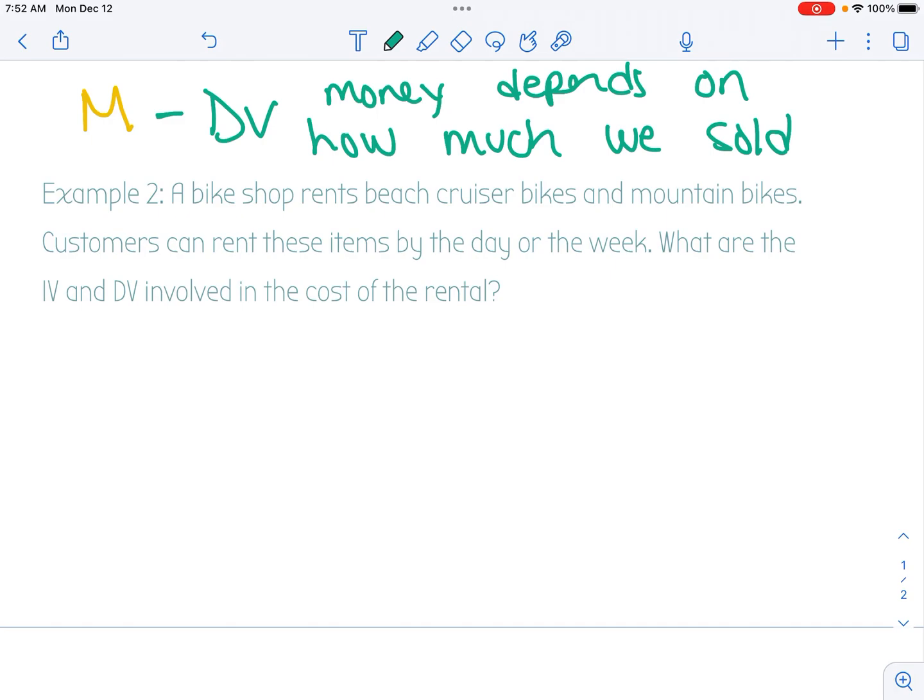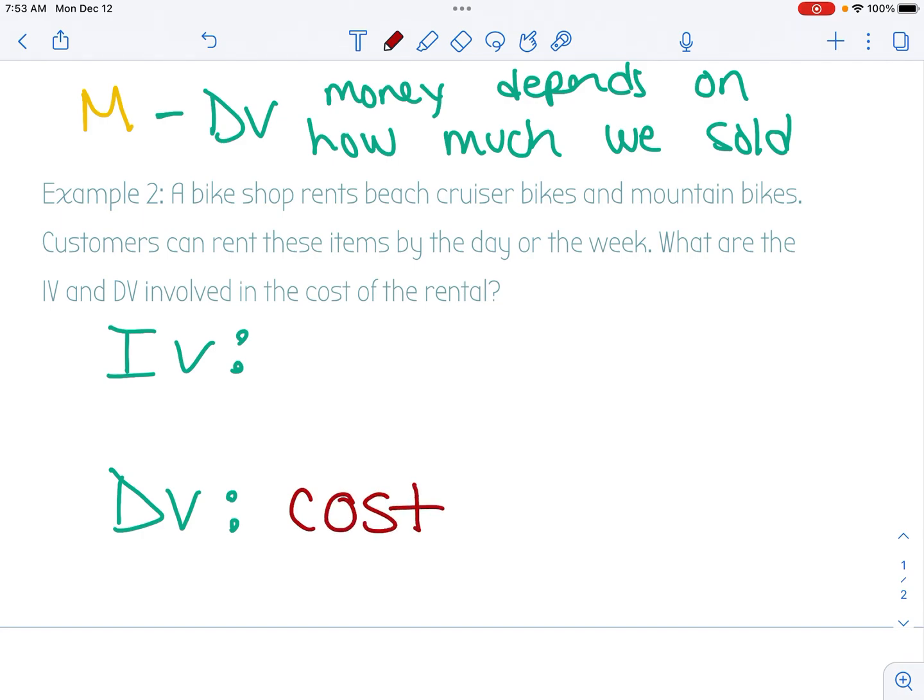Example 2, a bike shop rents beach cruiser bikes and mountain bikes. Customers can rent these bikes by the day or the week. What are the IV and DV in the cost of the rental? So independent variable and dependent variable. So the dependent variable is going to be our cost, the cost of the bike rentals.